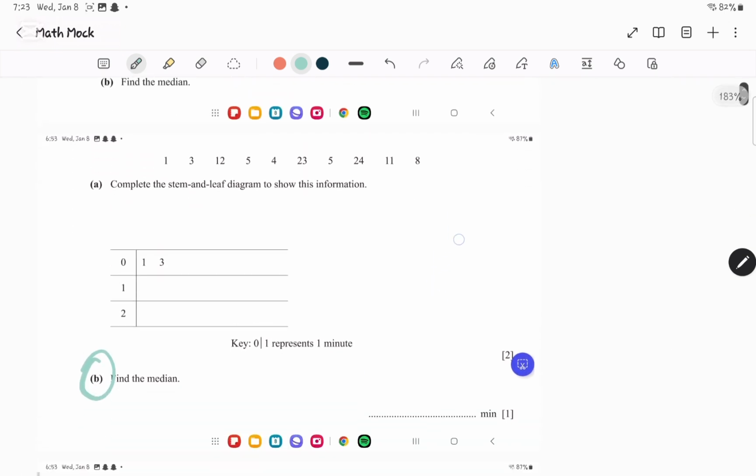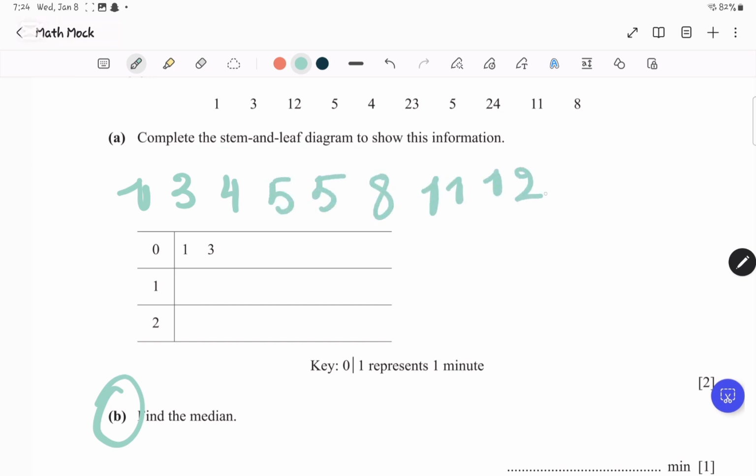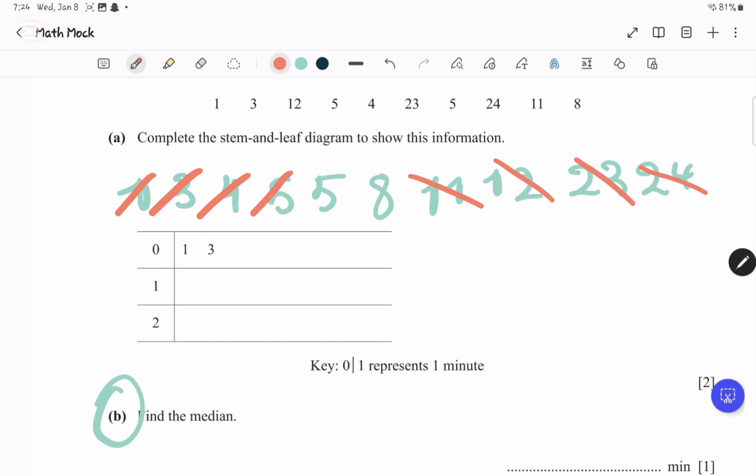Find the median. Very simply, let us order it, put them in order. Again, here are the numbers. So putting them in order from least to greatest, we are going to have 1, 3, 4, 5, 8, 11, 12, 23, and 24. Now, please do remember that calculators are not allowed in this exam, so we will not be using calculators in the studying for the mock. So, in this case, to find the median, we can cross off from both ends. So, we are stuck between 5 and 8. So, the median is between 5 and 8.